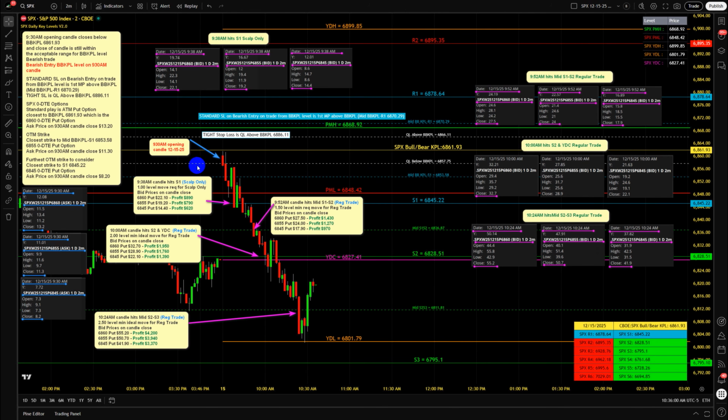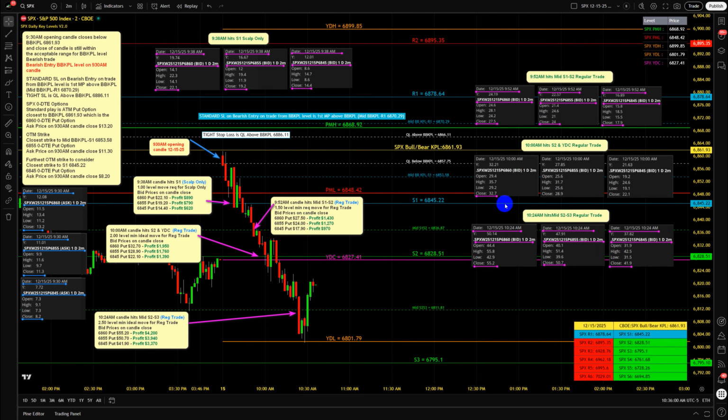So again, how we're getting these level moves in our favor is we look at the level we're taking the trade from, in this case the SPX Bull Bear KPL. We're looking down since this is a bearish trade. One level move down is the S1. 1.5 level move down is the next midpoint. 2 level moves down, the S2. Now 2.5 levels move down, the midpoint below S2.